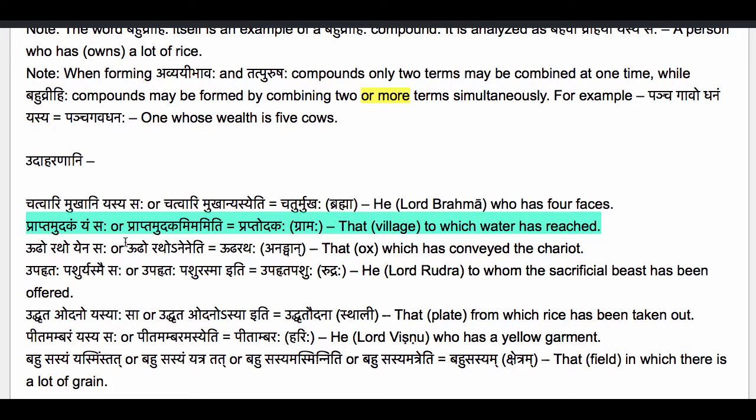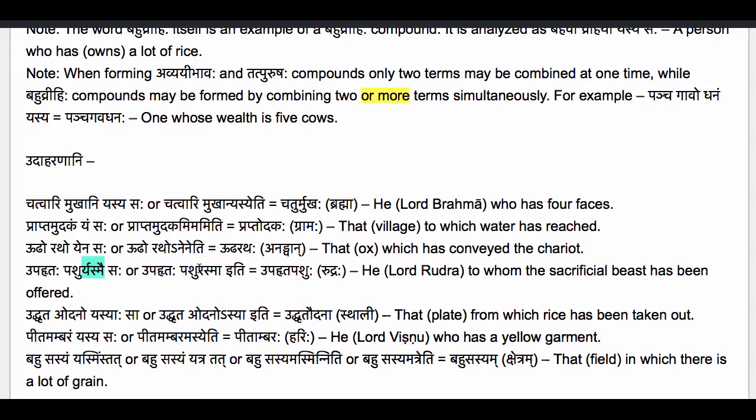Similarly, next example here is Udhaha Rathaha Yena Saha Athava Udhaha Rathaha Anena Iti Udharathaha Anadvan. That ox which has conveyed the chariot. Here the Anyapadam has taken the third case ending in the Vigraha Vakyam, Yena or Anena. And of course the members of the compound have taken the nominative case ending Udhaha Rathaha. Similarly, Uparataha Pashuho Yasmai Saha Athava Uparataha Pashuho Asmai Iti Uparata Pashuho Rudraha. He, Lord Rudra, to whom the sacrificial beast has been offered. Here the Anyapadam has taken the fourth case ending in the Vigraha Vakyam. So we have Yasmai or Asmai.